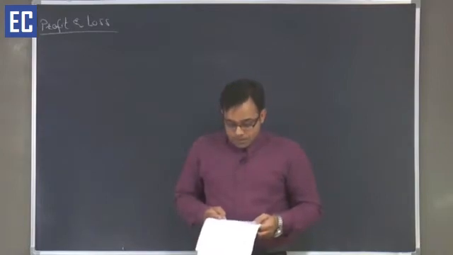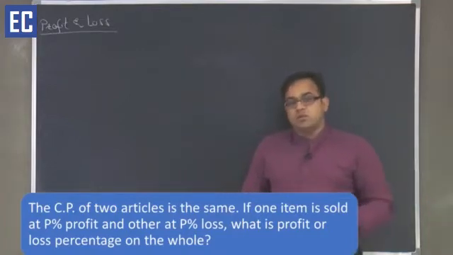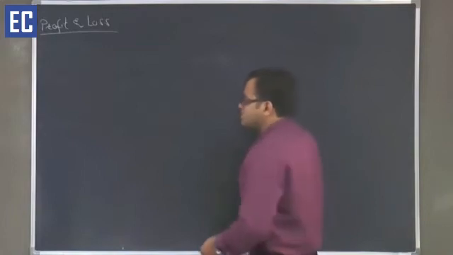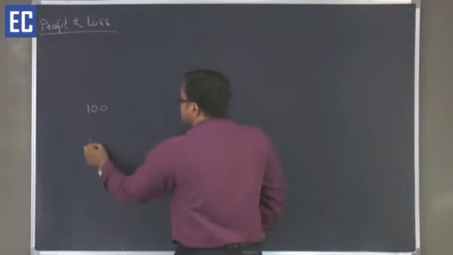Next example, we have two articles with the same cost price. One is sold at P% profit and the other is sold at P% loss. Then on the whole transaction, what will be the profit or the loss percentage? The important thing here is that the CP is the same. So let us say CP in both the cases is 100.